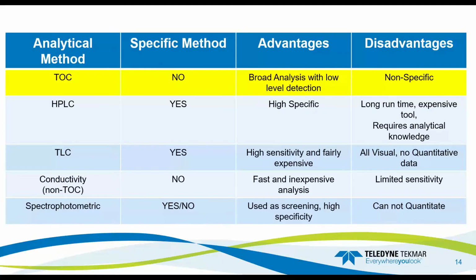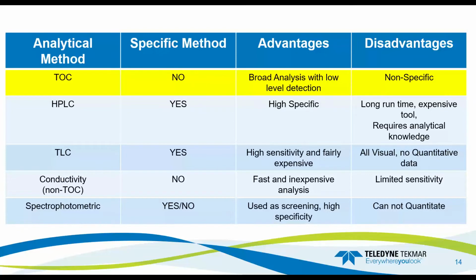So if we look at this chart here on the screen, TOC is going to have a broad analysis with low-level detections. Any disadvantages? Yes, it's non-specific. But in this world, we're actually looking for a go/no-go value. If we're above a certain value, then we need to go back and revalidate our cleaning process, send the samples back through. Oh, it's clean, we're good to go now. Or we can do further investigation where we bring in other tools such as HPLC, TLC, or other type of testing equipment.